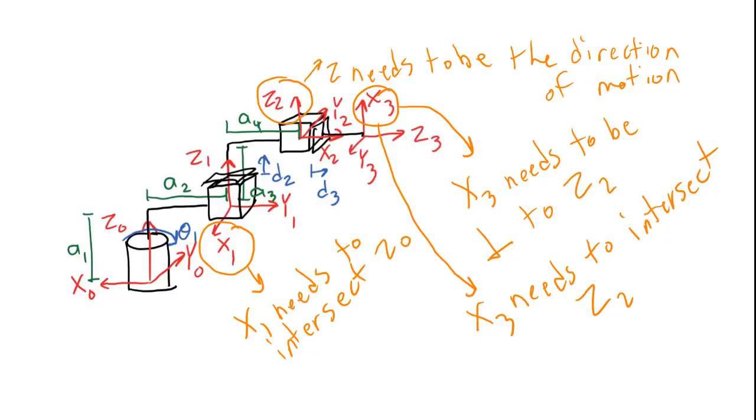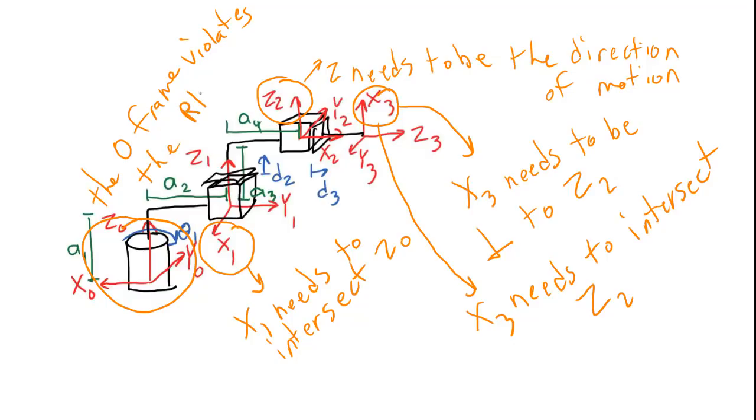The last rule is the right-hand rule. So I'm going to check each of these frames to see if it follows the right-hand rule. And the only one that does not is this 0 frame. The 0 frame violates the right-hand rule. Sometimes I abbreviate that RHR. Violates the right-hand rule. All the other frames are okay with the right-hand rule.